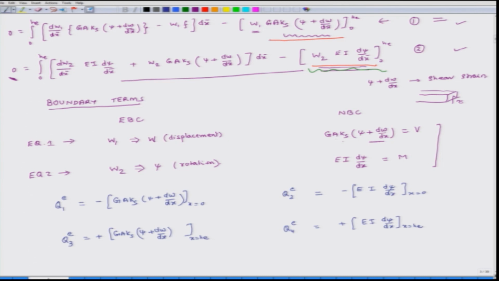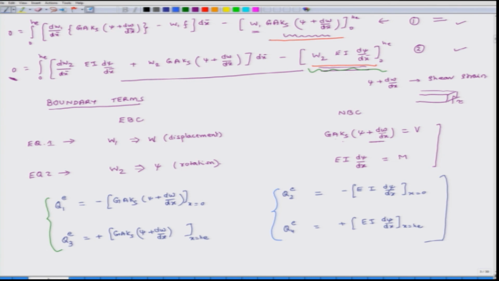So, using this terminology or nomenclature, in the first equation I have Q1 and Q3, and in the second equation I get Q2 and Q4. So, once again, in the first equation I have Q1 and Q3 as the boundary terms, in the second equation I have Q2 and Q4 as the boundary terms. And then we have also seen what are the definitions of our essential as well as natural boundary conditions.